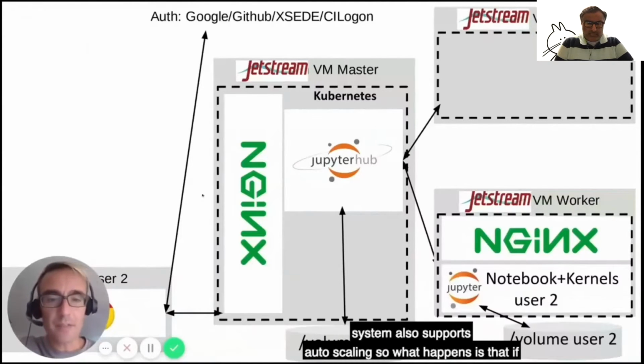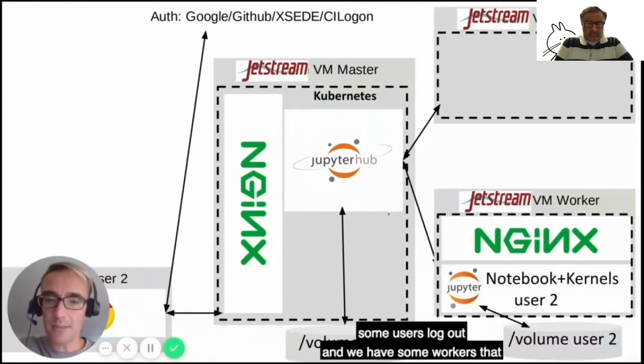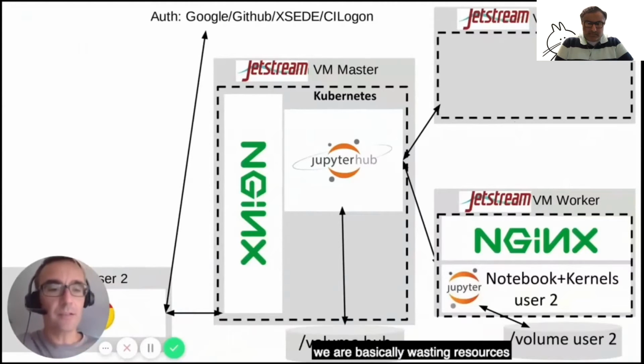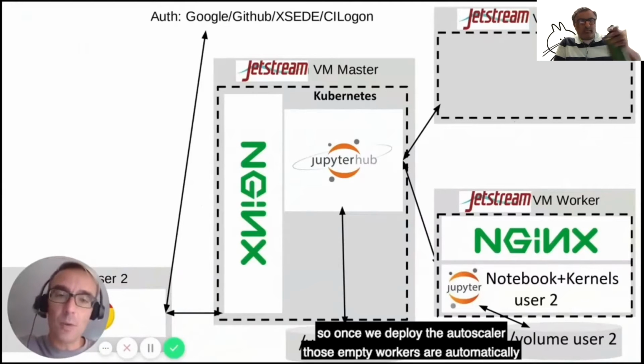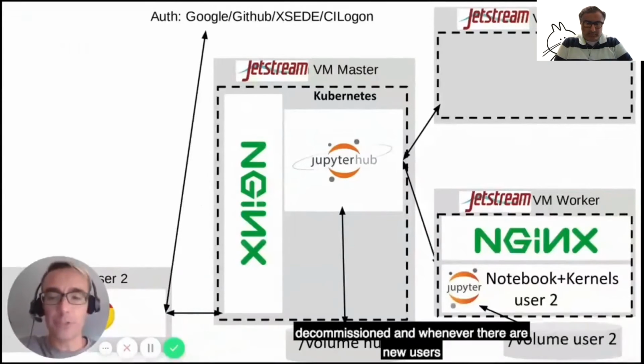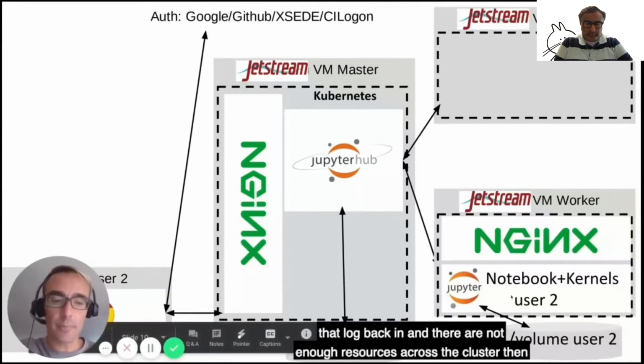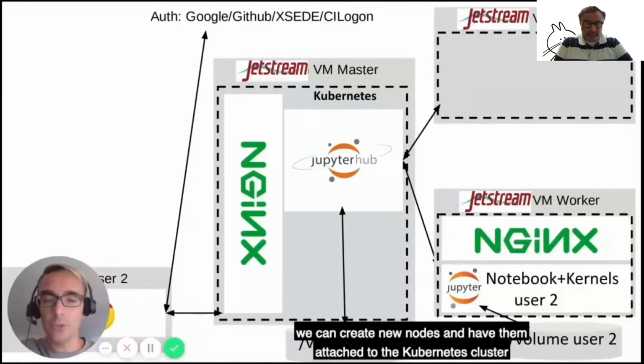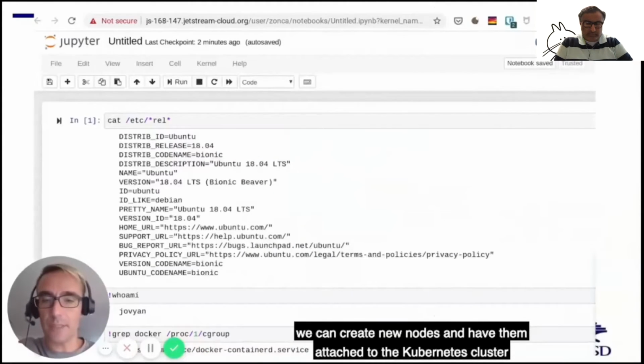This system also supports auto-scaling. So what happens is that if some users log out, and we have some workers that are not doing much, so there are no user instances, then we are basically wasting resources. Once we deploy the autoscaler, those empty workers are automatically decommissioned. And whenever there are new users that log back in and there are not enough resources across the cluster, then we can create new nodes and have them attached to the Kubernetes cluster.